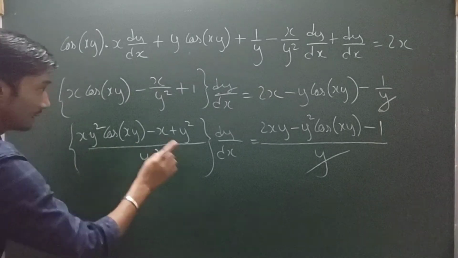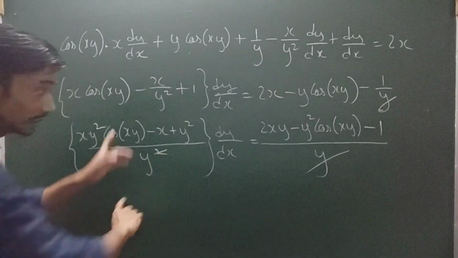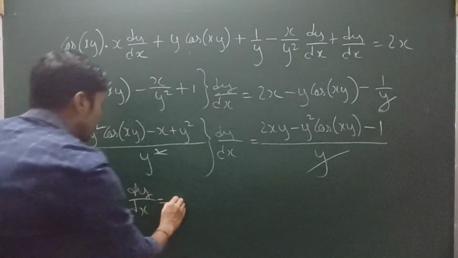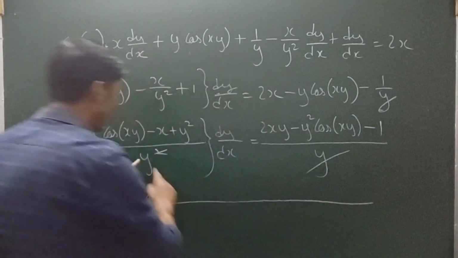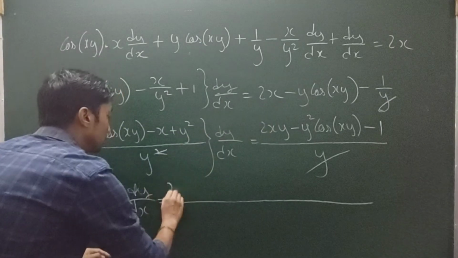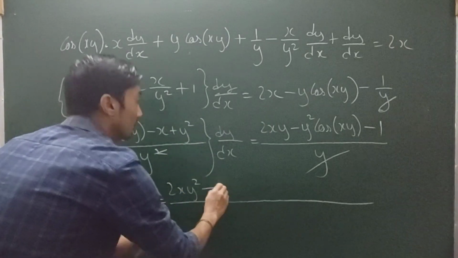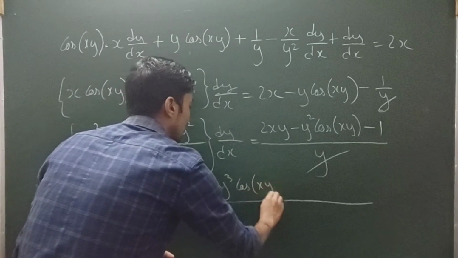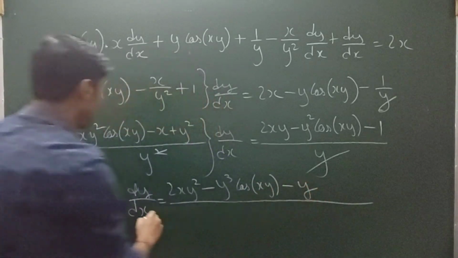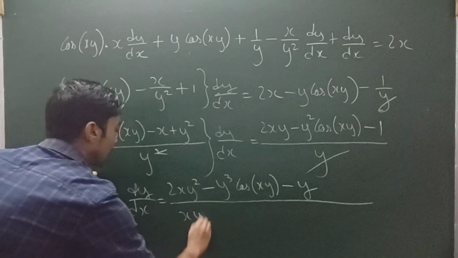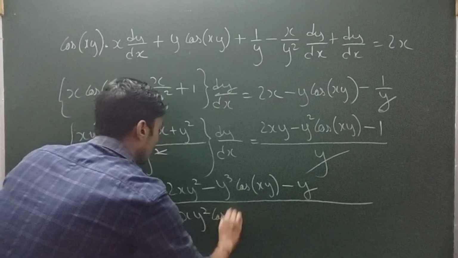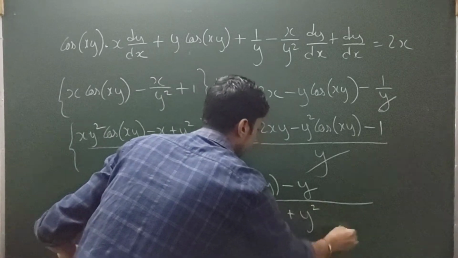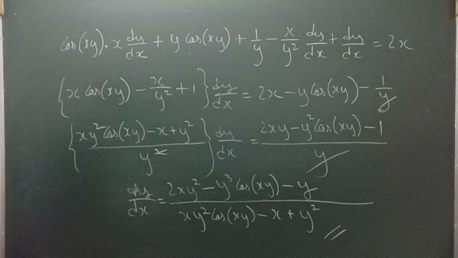I'll just directly do it. Is that okay? I'm going to directly multiply now. So dy by dx is equal to, y multiplying, 2x y square minus y cube of cos xy minus y divided by x y square cos xy minus x plus y square.